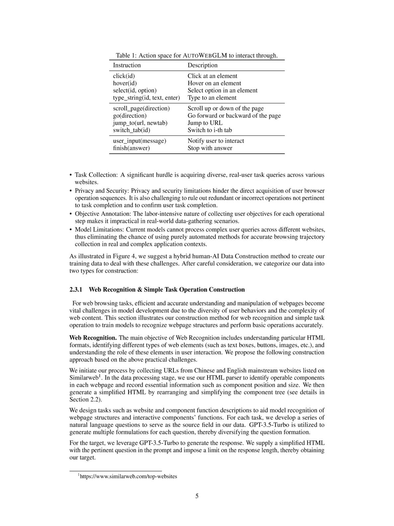4. Model limitations. Current models could not process complex user queries across different websites, limiting the ability to use purely automated methods for accurate browsing trajectory collection in real and complex application contexts. To address these challenges, the paper proposed a hybrid human-AI data construction method to create the training data for AutoWebGLM, which involved categorizing data into 2 types: web recognition and simple task operation construction, and complex task operation construction.